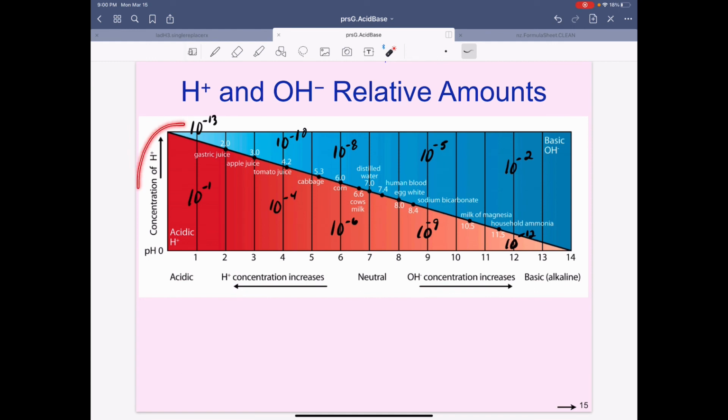Notice that when H plus is high, the pH is actually a low number, and the OH minus is actually very small, and the pOH would be big. And then as the OH minus increases, larger blue area here, the H plus quantity is decreasing. And how these amounts of H plus and OH minus are related through the value of 14, which is our Kw, 10 to the minus 14.